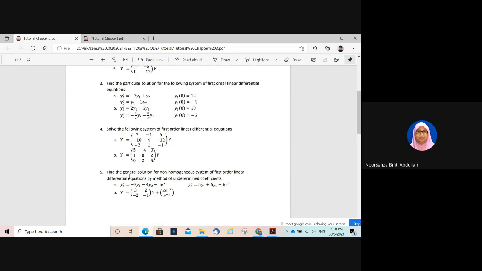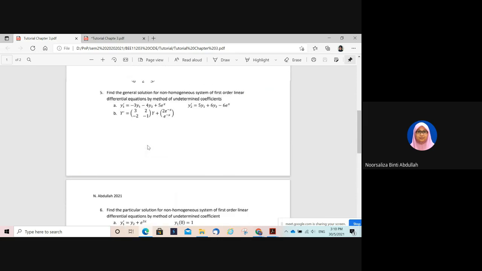This number 4 you can solve by yourself because it's a 3 times 3 matrix. The method is the same, except you have to do a longer calculation. So we move to number 5.